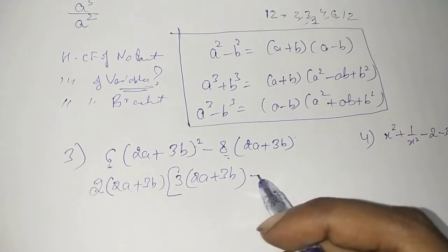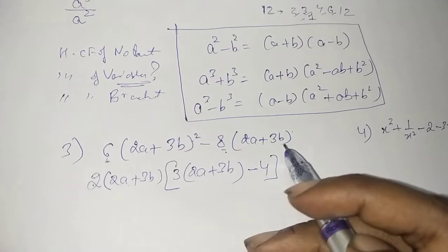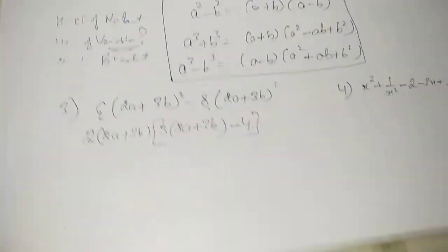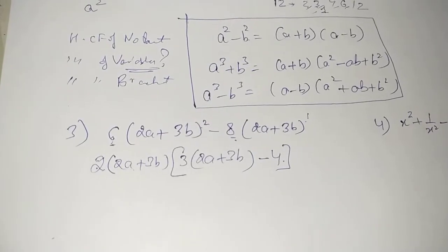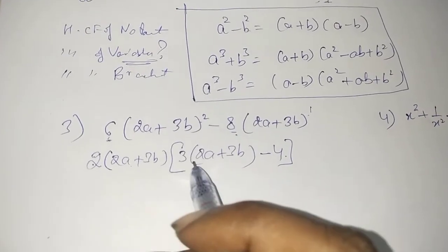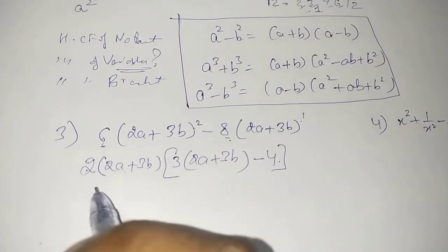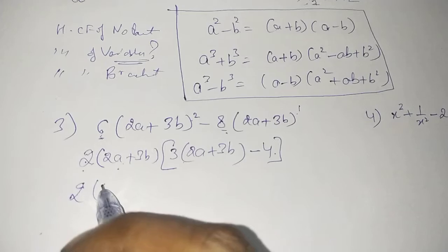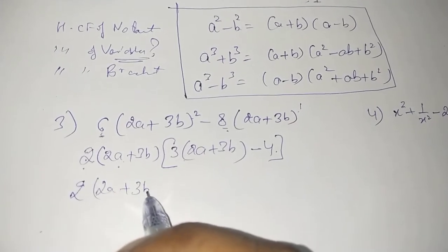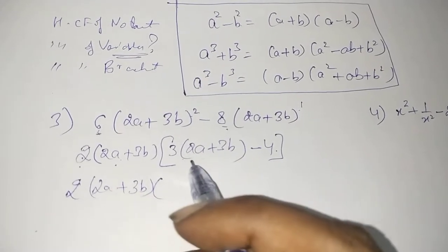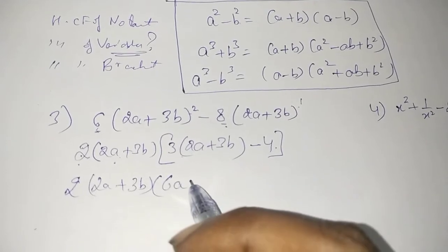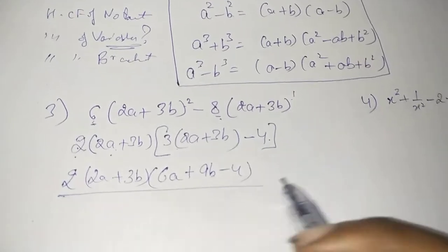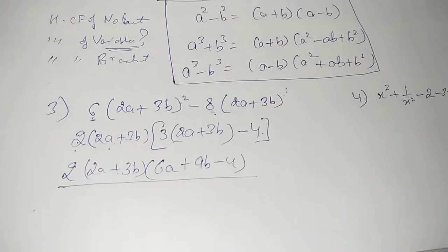And 2 into 4 is 8, so it will be minus 4. And the bracket is having a power of 1, 1 has been taken out, so no bracket will be left for the second term. So now if you want you can release this parenthesis, but do not multiply, let it remain as it is. So it will be 2 into 2a plus 3b, and over here 3 into 2a, so that will be 6a plus 9b minus 4. So these will be the factors, or this will be the final answer.